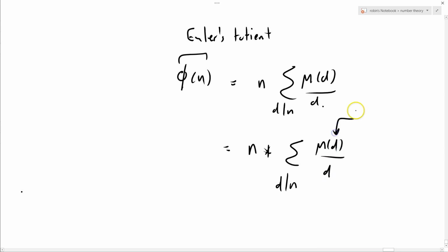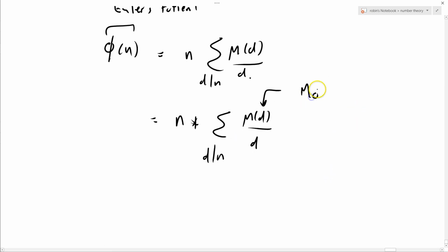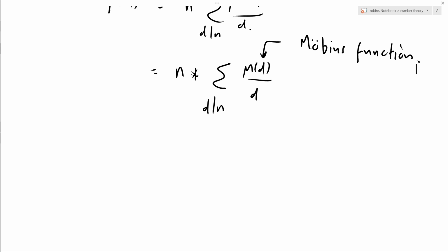And this thing here is the Möbius function, the one that comes out to be 0 if it's got a square in it. Well, let's just prove that.